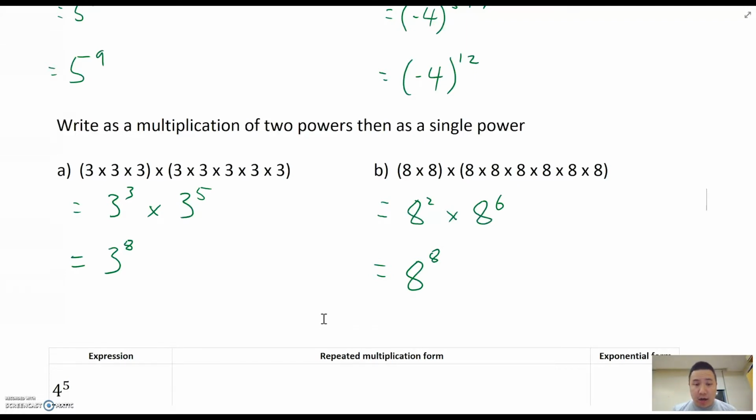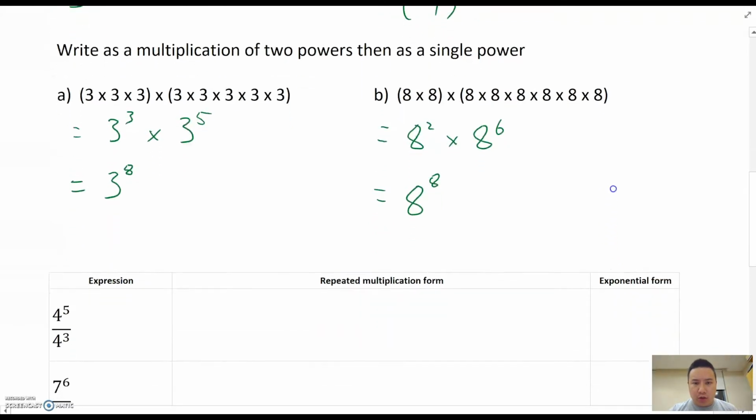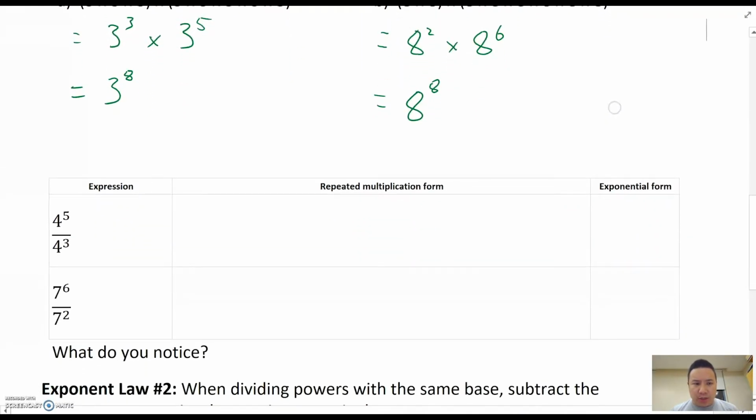So we're going to take a look at another exponent law, but in order to set us up with it, we're going to take a look again at an expression that we're going to write out as repeated multiplication, and then we'll take a look at what it is as a single power, or in exponential form. So here we have 4 to the power of 5 divided by 4 to the power of 3. We're going to write this out as repeated multiplication. This 4 to the power of 5 is just 4 times itself, and there's going to be 5 of these 4s.